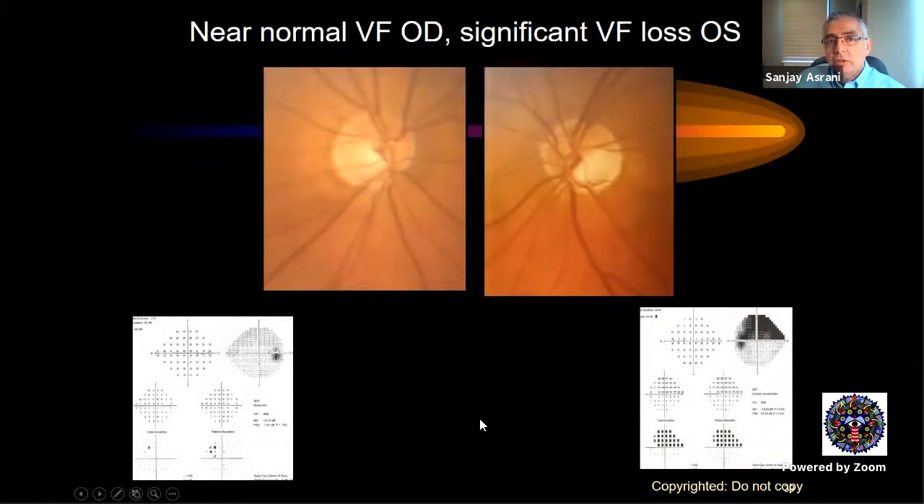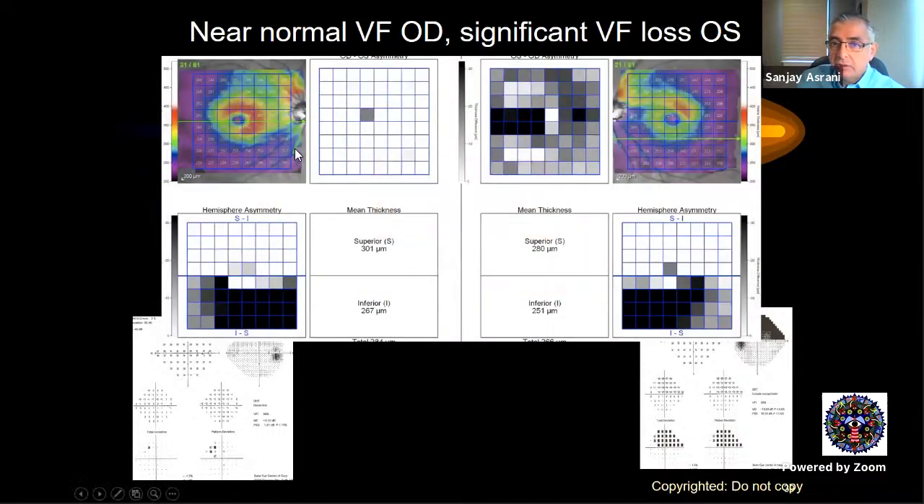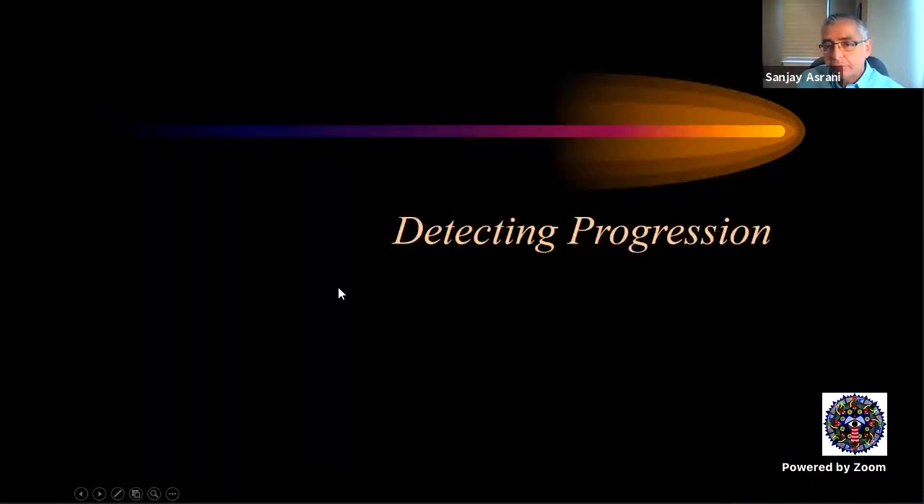Here is a near normal field in the right eye, a significant field loss in the left eye. So we were treating the left eye aggressively, but we were not treating the right eye so aggressively in terms of target intraocular pressure. But when we did the macular thickness, we realized that, yes, this in the left eye was, as expected, a significant loss, but even in the right eye, there was a significant amount of loss. So therefore, we lowered the target pressure of the right eye as well.